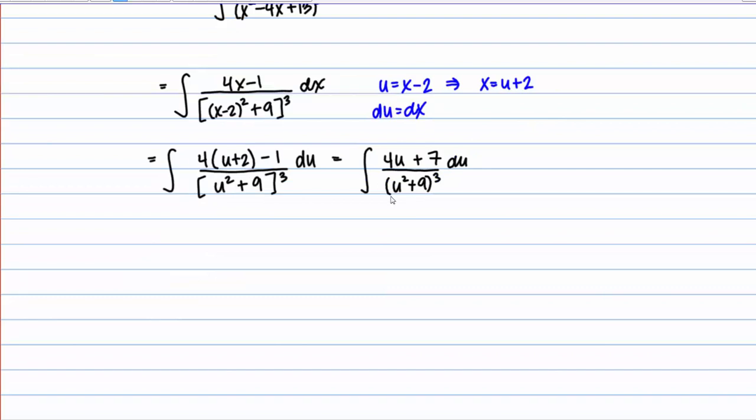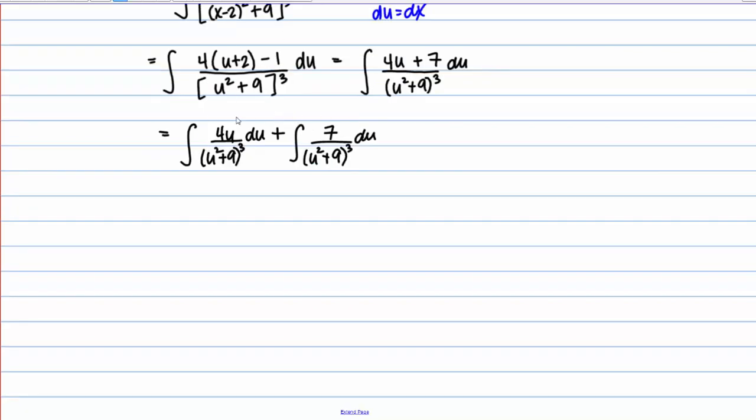This looks a little better, right? It looks a little simpler. Let's actually split this up into 4u over u squared plus 9 quantity cubed du plus 7 over u squared plus 9 quantity cubed du. Now we'll think about each of these integrals separately. Each is going to require a slightly different approach.